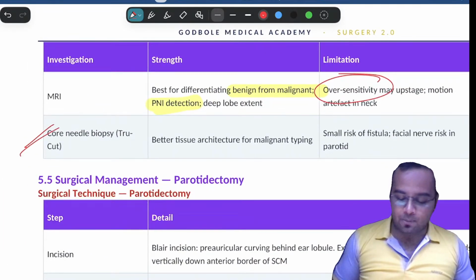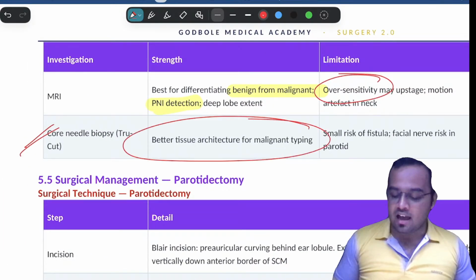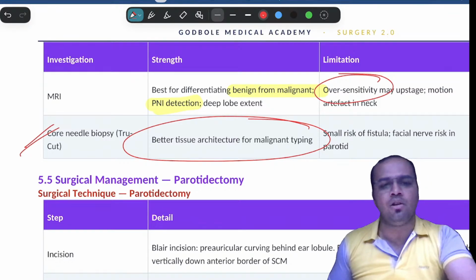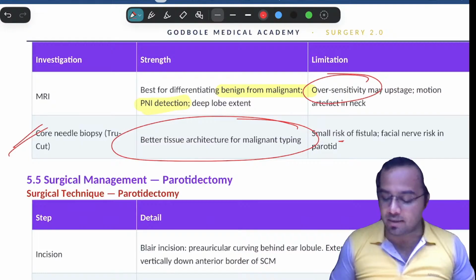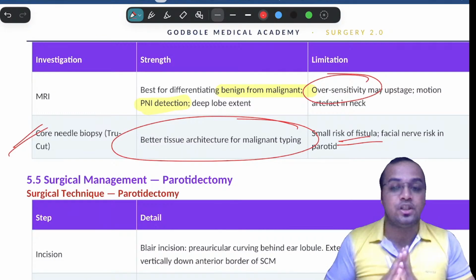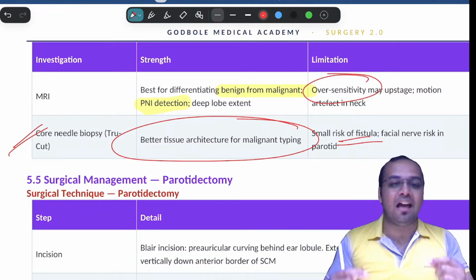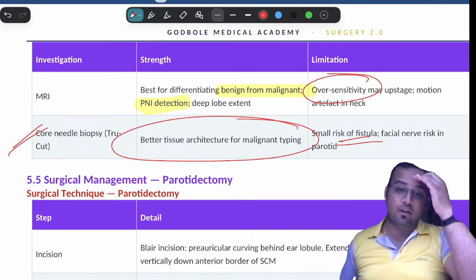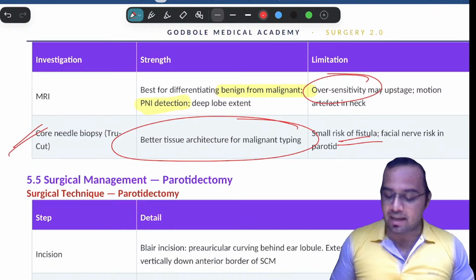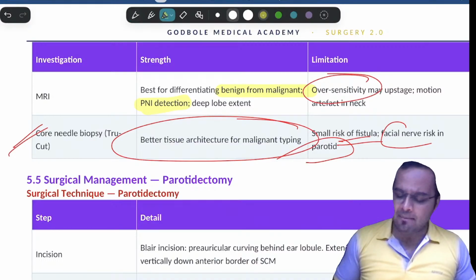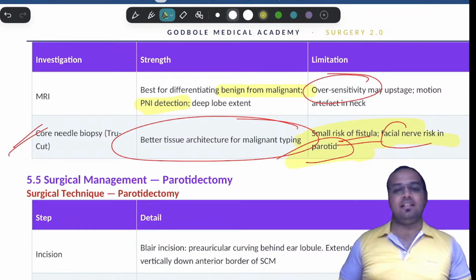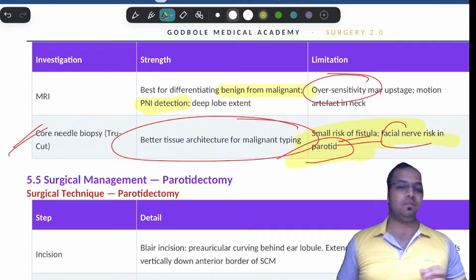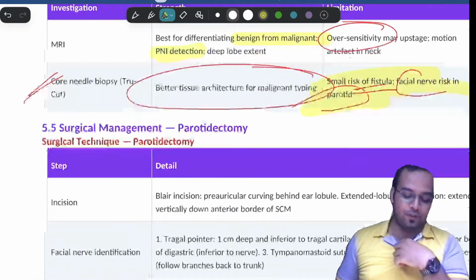And core needle biopsy gives the best architecture. But why you are not doing it for salivary gland tumor? सर ने तो पहले ही biopsy कर दो, पागल हो गया. Why USG, CT, MRI? Because it might cause a small risk of salivary gland fistula. और अगर वो benign निकला और permanent उसको अगर fistula हो गया तो then you are going to be responsible for that added comorbidity to the patient. And also sometimes the facial nerve might be at the risk. So why biopsy is not done routinely in the salivary gland lesions? Because it is a high risk of having facial nerve injury or it might have a post biopsy fistula.